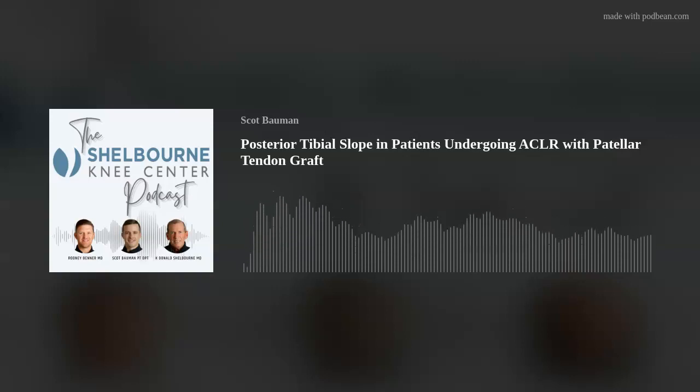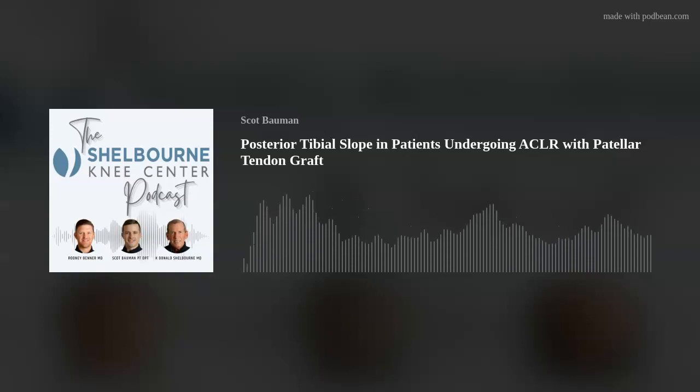I think the difference in our study and why we did the study was to see whether there was a different kind of dose-dependent relationship between patellar tendon grafts or hamstring grafts. In previous studies with posterior tibial slope and hamstrings, there's been a very significant difference between the low posterior tibial slope group and the high posterior tibial slope group with regard to ACL graft tear risk.